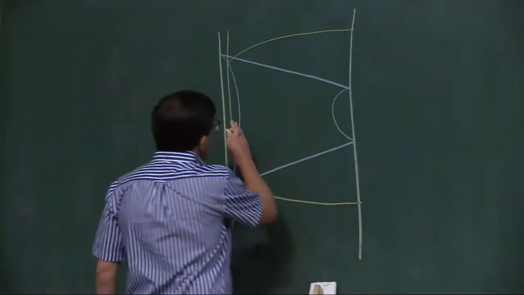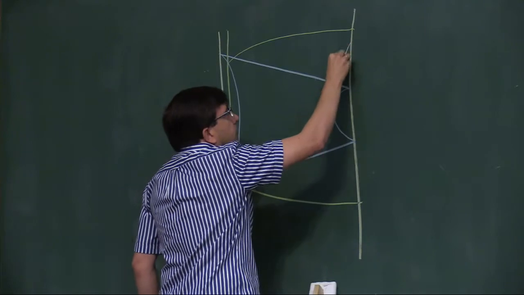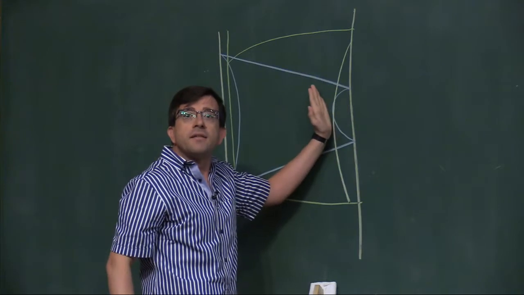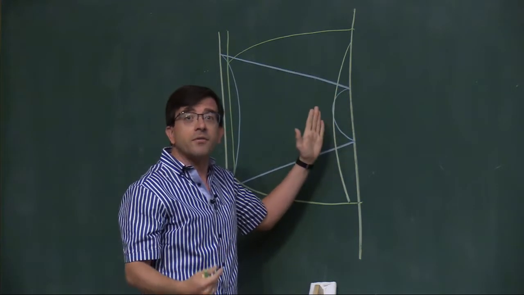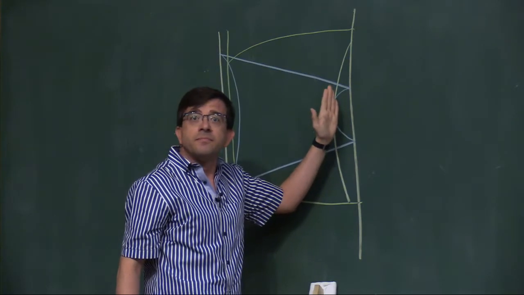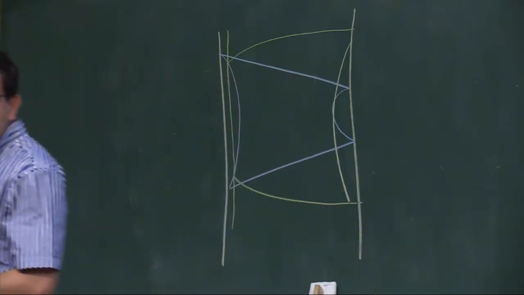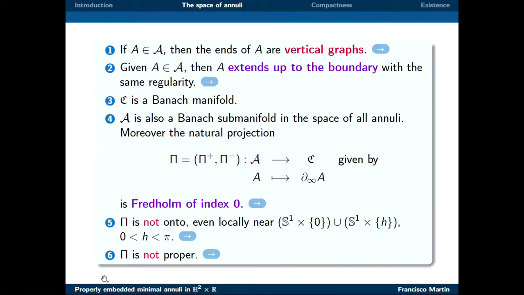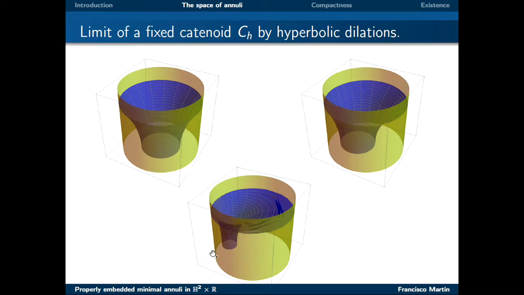But then you go and you start to reflect until the reflected part touches the other part, because you are assuming that you have an annulus. And then you arrive to a contradiction by the maximum principle. Also it's quite clear that this projection is not proper. And the example, well, it's better to illustrate it with a picture.